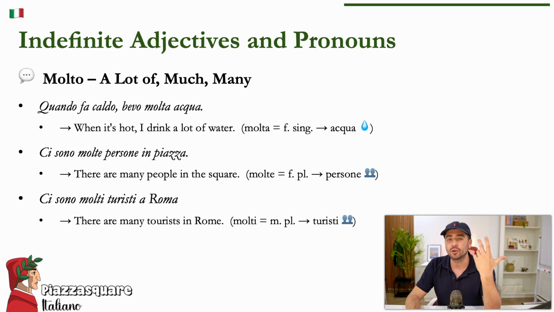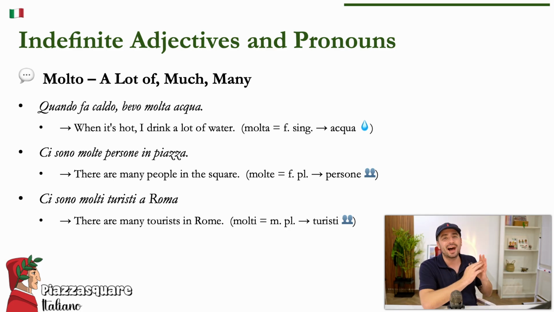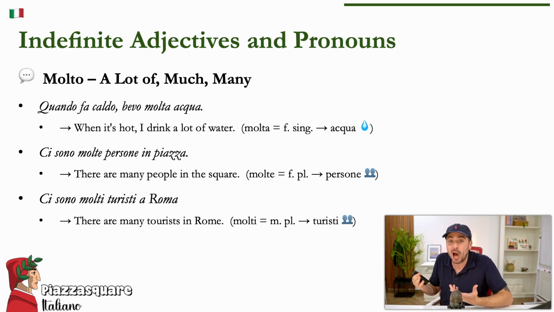Molto is used to indicate a large quantity. Quando fa caldo, bevo molta acqua. When it's hot, I drink a lot of water. Here, molta is feminine singular to agree with acqua, water. This is a common context, talking about drinking a lot of water on a hot day in Rome.